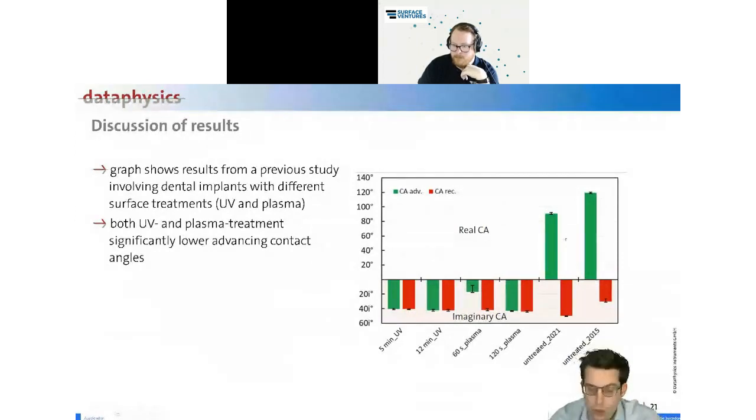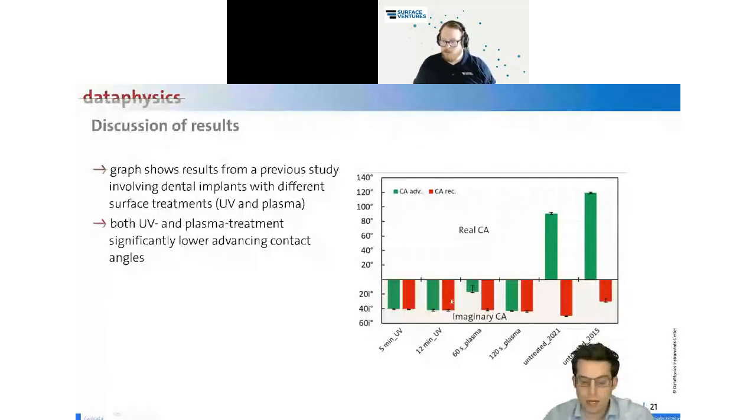Then I also want to show you the two values on the very right side. This is an implant that is fairly hydrophobic. This implant we have also compared, and you can see, okay, here the advancing contact angle is around 90 degrees. So this means this implant is very badly wettable. But if you treat it with plasma or also with the UV light, you can get this relatively hydrophobic material to become a hydrophilic material.